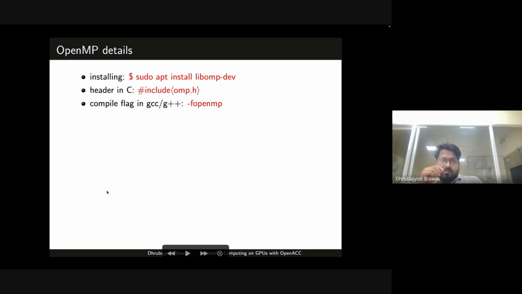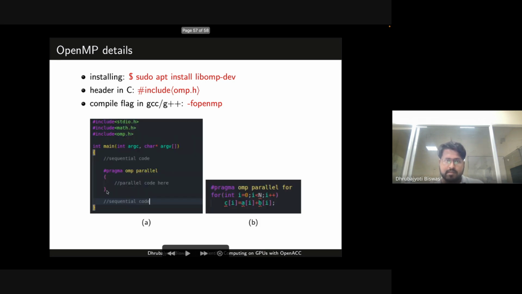The other thing is you have to use a header file in every C program on top. If you are going to use OpenMP, you should include #include omp.h. And while compiling the program in GCC or G++, you have to use a flag -fopenmp. This is the flag which has to be used to tell the compiler to link that OMP library so that all your functions and everything works. So these are the 3 important points, if you have to use it in your code. Now I will show the first 2 examples before going on to something else.